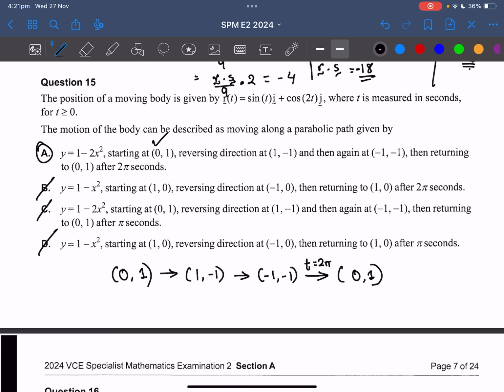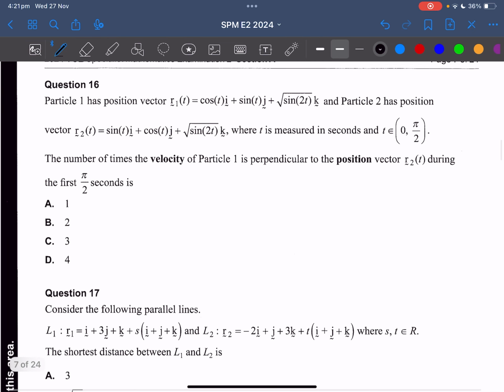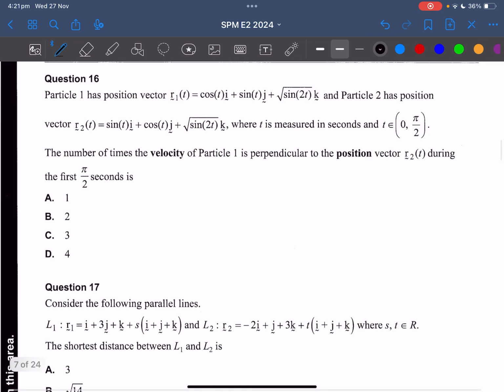Okay, question 16. Particle 1 has a position vector r1, and particle 2 has a position vector r2, where t is measured in seconds, and t is between 0 and pi on 2. The number of times the velocity of particle 1 is perpendicular to the position vector of r2 during the first pi on 2 seconds is.